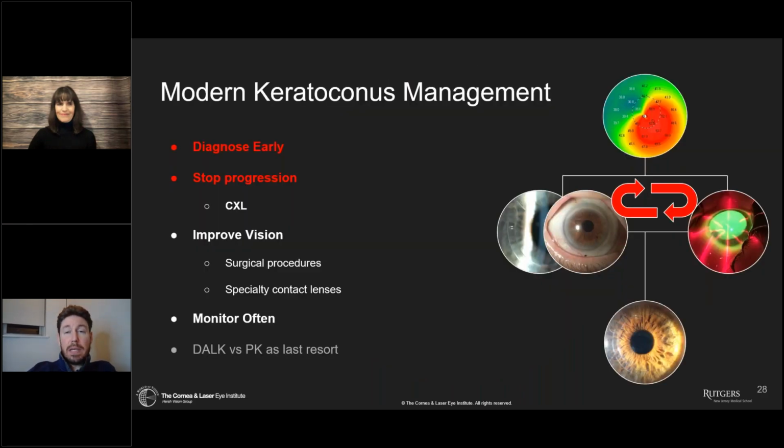So the modern management really hinges on the ability to diagnose these individuals as early as possible, stop progression with corneal collagen cross-linking, improve their vision with either surgical procedures or specialty contact lenses, or sometimes both, and go ahead and continuously monitor those individuals for changes. Almost think of it like how you would monitor individuals for glaucoma or any other progressive retinal disease that we continuously work with. And to keep our DALKs and penetrating keratoplasties as a treatment of last resort for these individuals.